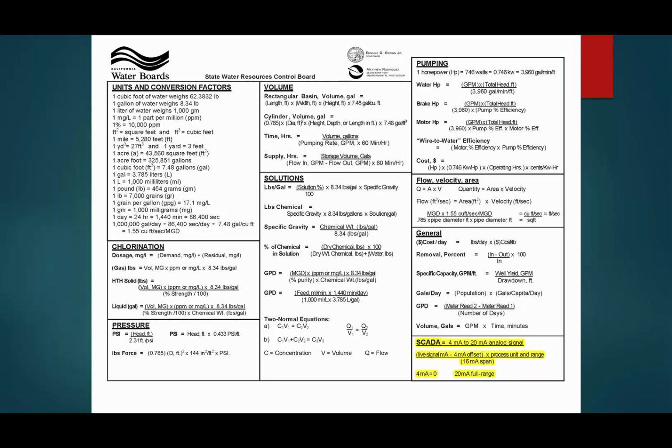The bottom right-hand corner of our formula sheet is where our SCADA formula resides. It refers to the 4 milliamp to 20 milliamp signal. And the formula that we will start with says live signal in milliamps minus the 4 milliamp offset times the process unit and range divided by 16 milliamp span. What is quite noticeably missing is an equal sign. What does this formula do? What does it give us?